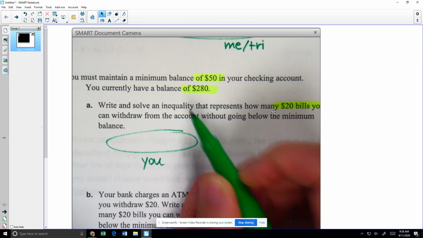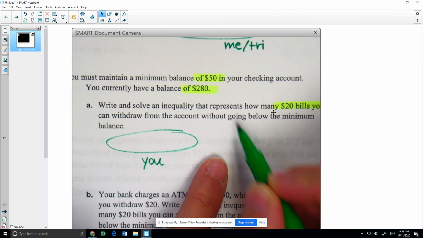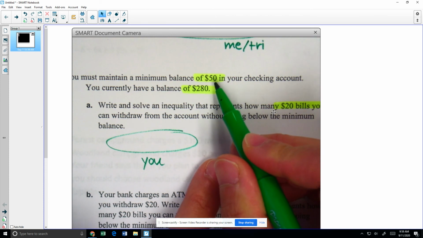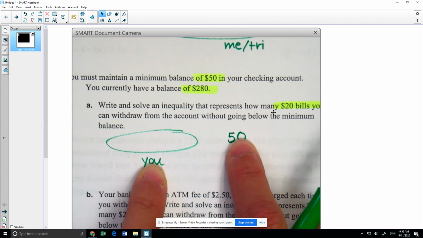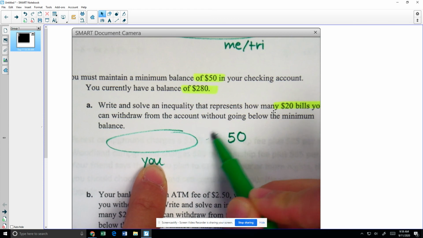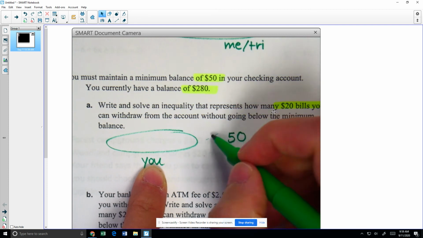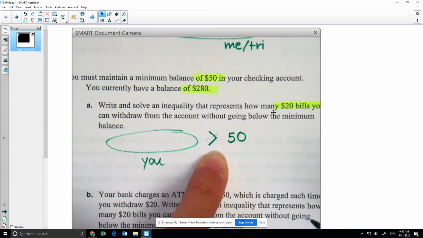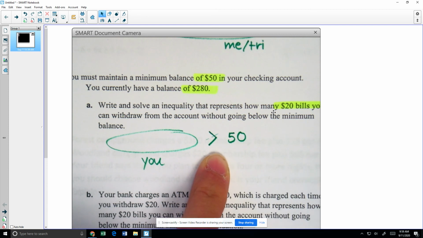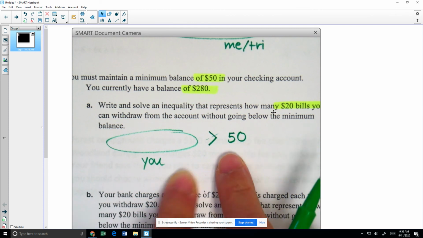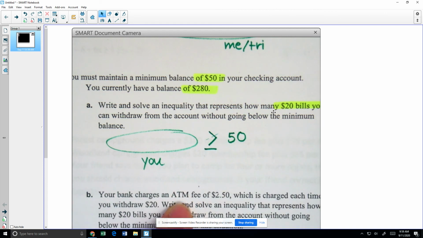$280. Close. It's not 280. You currently have 280, but that could go up or down. What is the target number? The target number is 50, because you always have to have a minimum balance of 50 in your account. So if you have to have a minimum balance of 50, does that mean you can have less than 50 or can you have more than 50? You can have more than 50. You can't have less than 50 because then they'll kick you out of the bank account. They'll just close it and take whatever you have. Okay, so this is your beginning. You can have more than 50, but you can also have the same, right? You can have exactly $50.